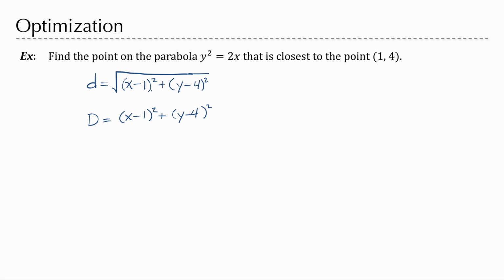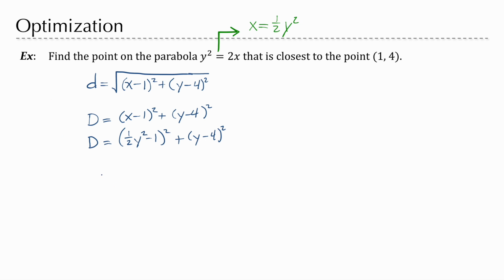Now my first step, like always, is to get this in a single variable. So I'm going to look back at my equation and figure out what the easiest one to solve for is. Looking at my condition here, I think the easiest way is to get x by itself. If y squared has to equal 2x, then I know that x must equal 1/2 y squared. So we're going to put that in place of our x down in the main equation. Over here we replace our x with 1/2 y squared minus 1, and this right here will remain y minus 4 squared.